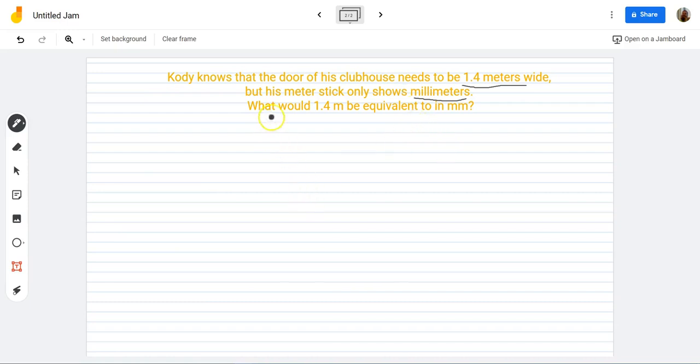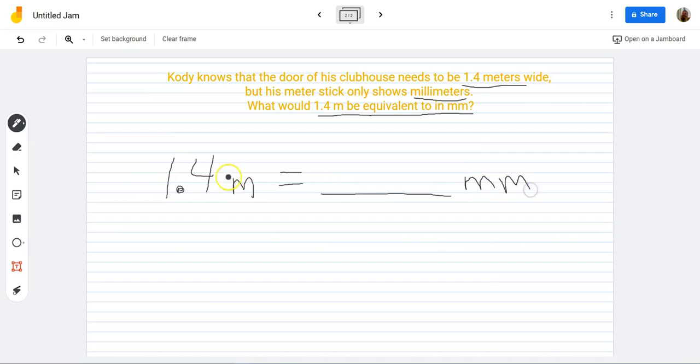So let's think about this. What would 1.4 or 1 4/10 meters be equivalent to, or equal in value to, in millimeters? So that's what our question wants us to find. 1 4/10 converted into some number of millimeters. And I think I might have misspoke. I meant to say 1 4/10 meters, and we're converting that into some number of millimeters.